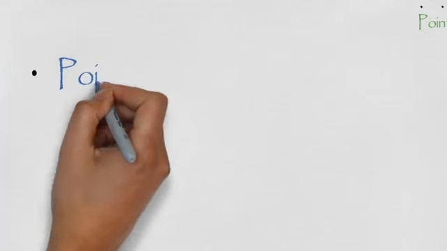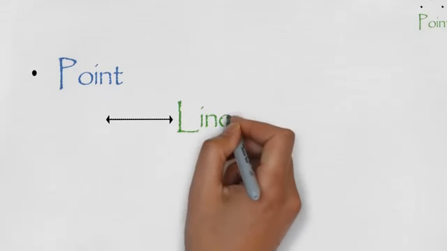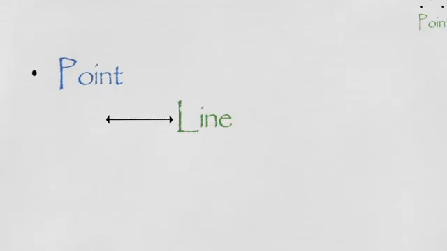Let us draw a point. Now, when we draw multiple such points, we will get a line. Therefore, a line is called a set of infinite number of points, and multiple lines together form a plane.